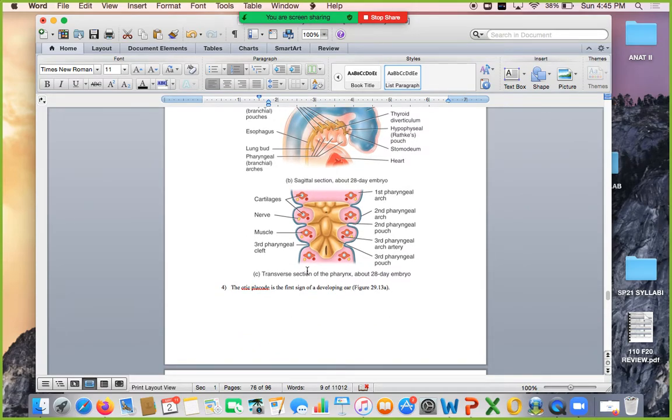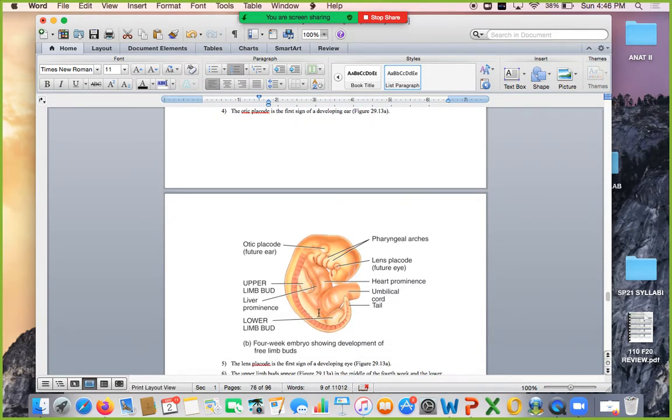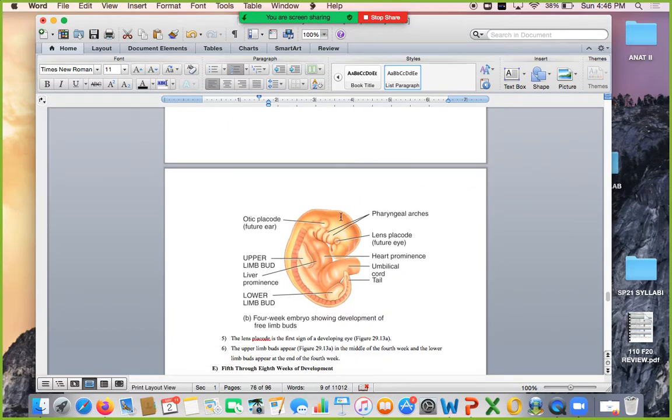Here's a section through the pharynx. So we're going to see our pharyngeal arches. These pharyngeal arches, of course, are going to end up becoming parts of the throat. And we are going to have muscle layers, nervous layer, and cartilaginous layer. That includes the cartilage layer that surrounds our throat, which can help keep our throat from collapsing. All right, the developing ear is going to develop from the otic placode.